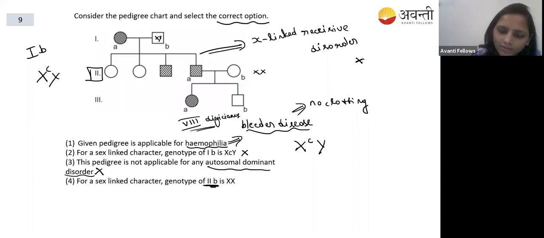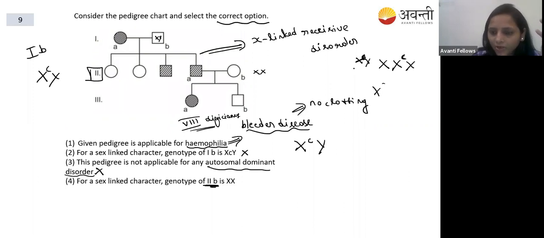So I will call the affected as H. I will give H, then Y. So father is affected, and then coming to the XC, I will write. Father is affected and crossing with the mother, who is a carrier. She is a carrier, XC and X. So then what is the genotype of the girl baby, guys?